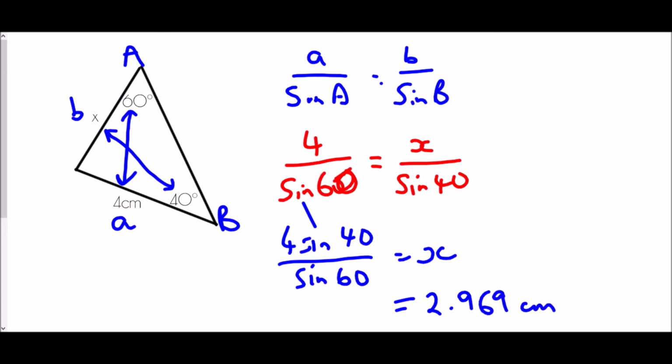And if we have a look at that length of 2.969, it's practically 3 centimetres. Does that seem sensible given the size we already had? Well, given that this side was 4 centimetres, a side of 3 centimetres would seem very sensible for this question.